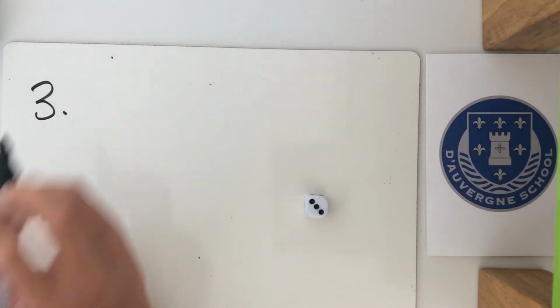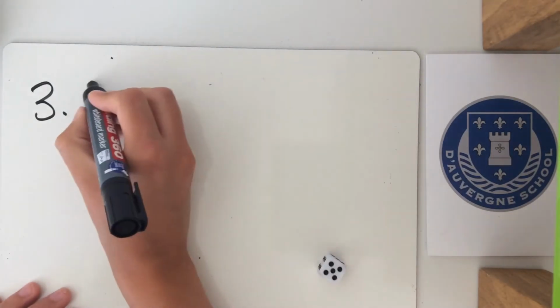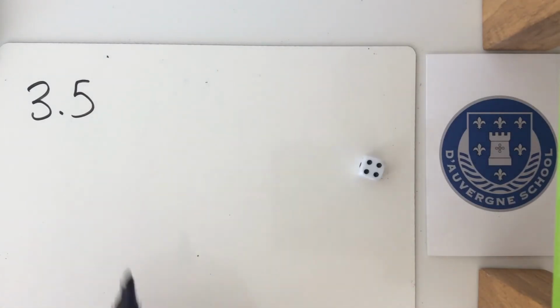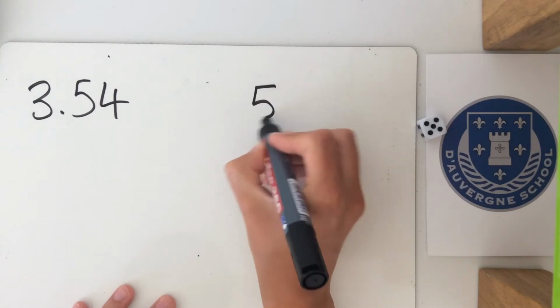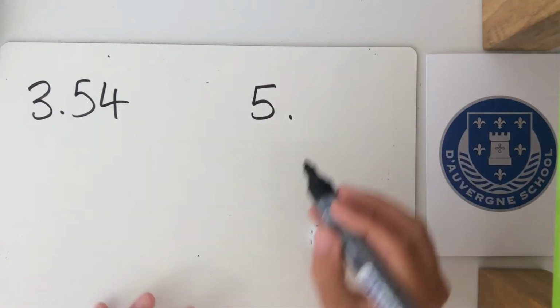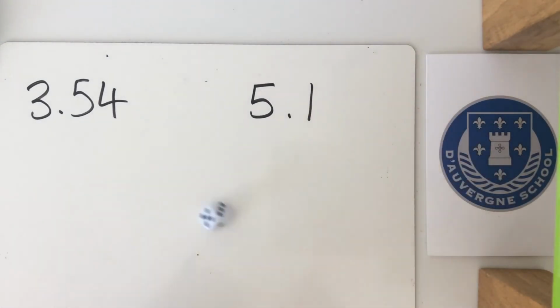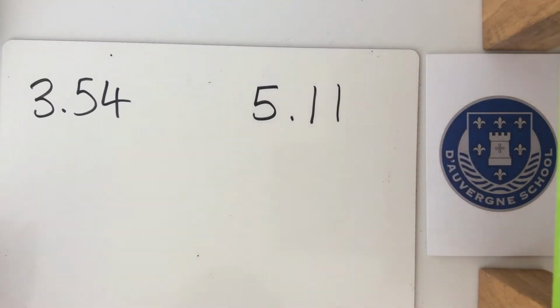Okay, right, let's have another go. I'm going to do another example. I'm going to have a 3.54 and I'm going to do a 5.11. Okay, pause the video now. I'd like you to have a go at making those with number discs and use greater than and less than to compare.